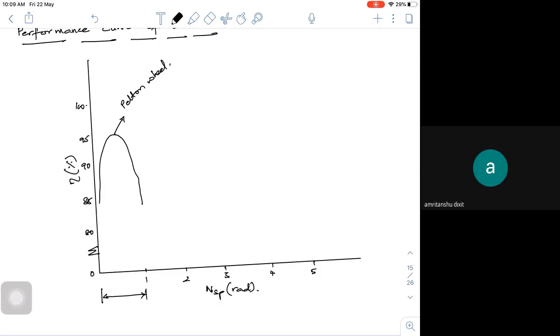But what happens to a Francis turbine? Francis turbine has a longer range for your specific speed. So it may start with somewhere around maybe 0.8 specific speed. It can go up to 90-95%, and it can go up to around 2 or 3. So this is for your Francis turbine.